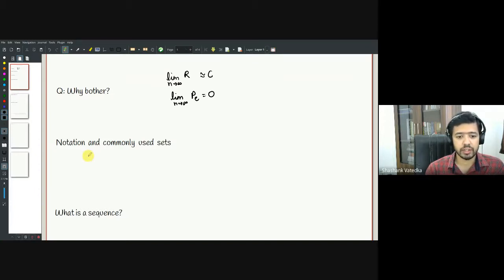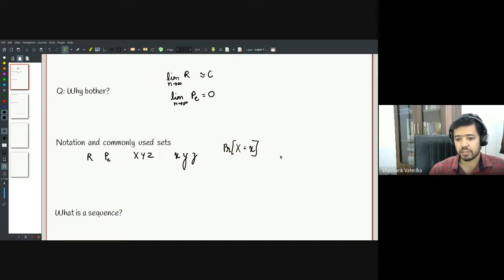Typically, rate will be denoted R, probability of error will be denoted PE, and if I have a random variable, I will typically denote these in uppercase X, Y, Z. If these are deterministic variables, then typically I will use lowercase x, y, or z. So for example, X equal to little x: the random variable X takes the value little x.